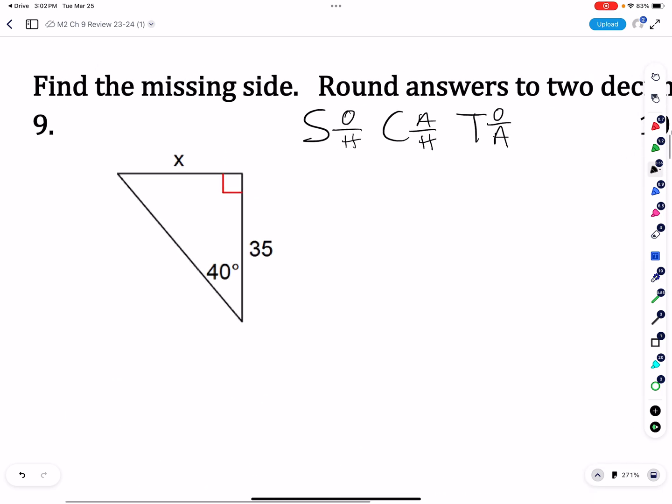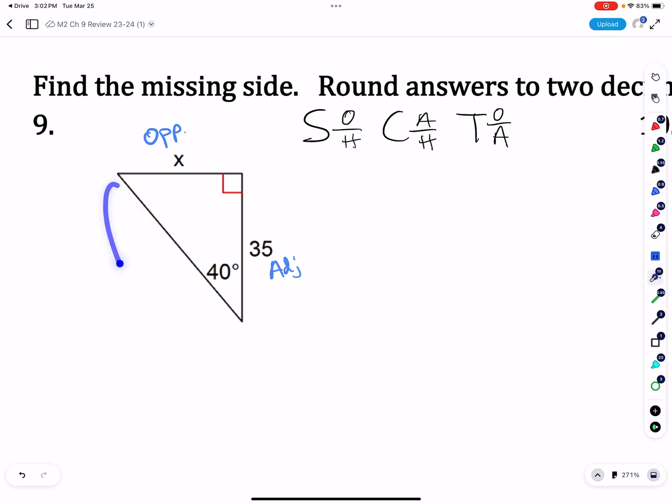Now, in order to determine whether I'm going to use sine, cosine, or tangent, we have to look at the angle that has a value in it, so 40 degrees. Then I need to label the side the x and the 35 are on. So if my angle's here, x would be the furthest side away. So that's going to be opposite. And then the 35 is close. And I know it's not hypotenuse because that's the hypotenuse. So that means this has to be adjacent.